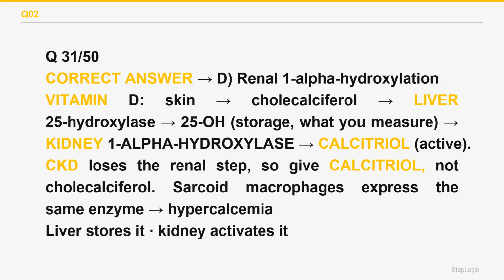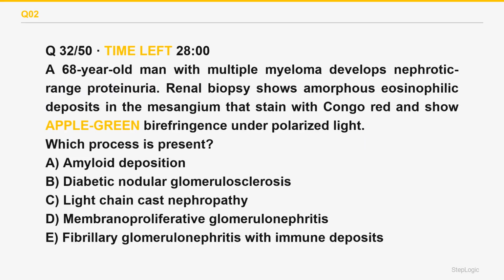The therapeutic implication is direct and frequently tested. A patient with chronic kidney disease needs active vitamin D, calcitriol, or an analog, because supplying more precursor cannot bypass a missing enzyme. The same enzyme explains an apparently unrelated disease. Activated macrophages in sarcoidosis and other granulomatous conditions express 1-alpha hydroxylase outside normal regulatory control, producing hypercalcemia with a suppressed parathyroid hormone. If you see low active vitamin D with normal storage form, think the kidney, and give calcitriol. Which process is present?